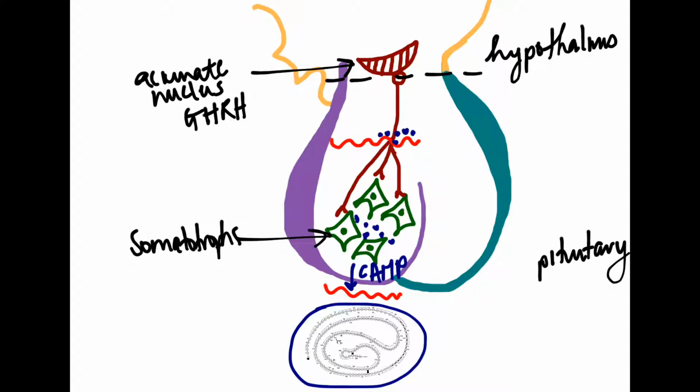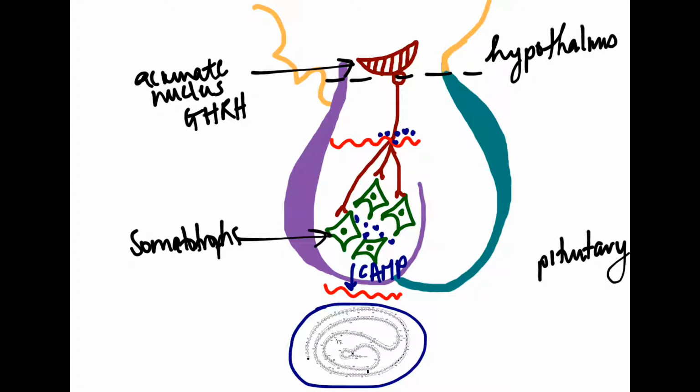So the somatotrophs release growth hormone when growth hormone releasing hormone causes the release of cAMP, and cAMP causes the release of growth hormone, and growth hormone, like I just said, is a peptide hormone.